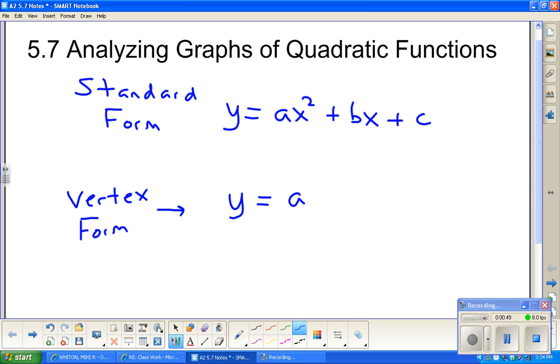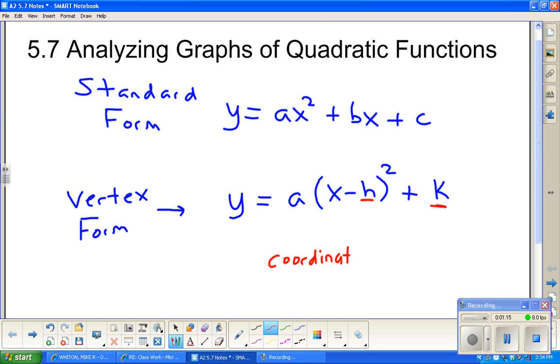You still have the a value in there, but then they introduce this h and this k, and it's a times x minus h, the whole quantity squared, plus k. And why it's helpful is that you can find the vertex of the graph very easily. This h and this k are actually the coordinates of the vertex.